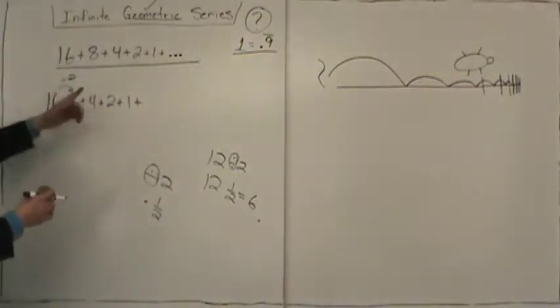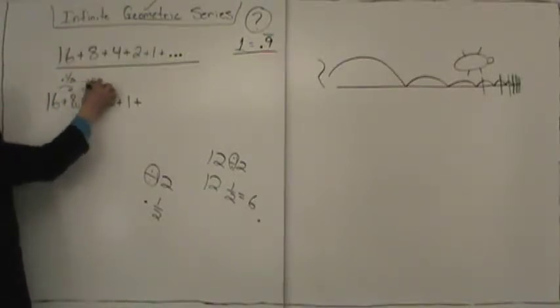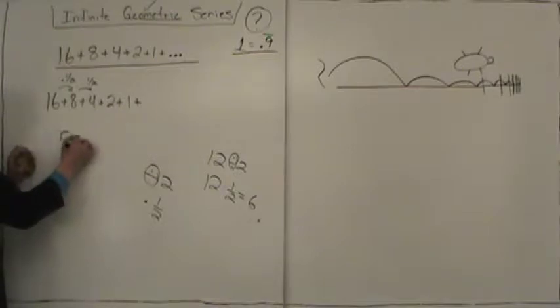Now, what's happening each time? You say dividing by 2. No, what's being multiplied is the question. We're multiplying by 1/2. This is what we call r, or the common ratio. The common ratio r is 1/2.